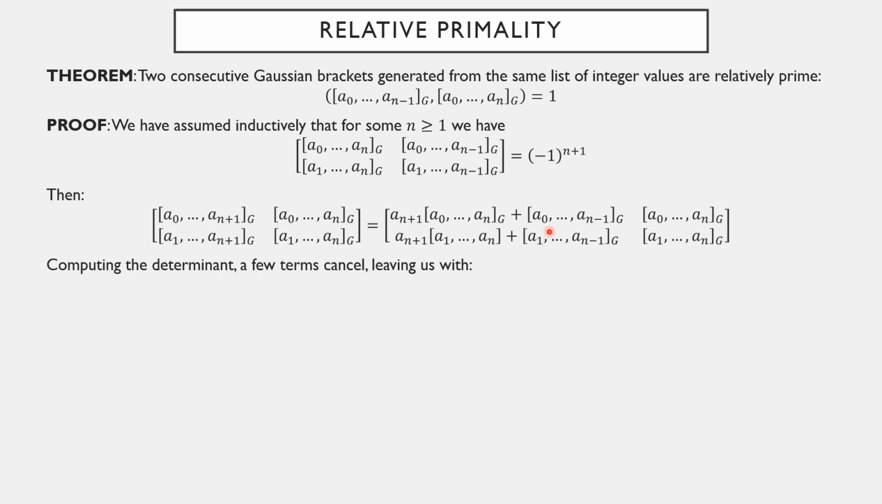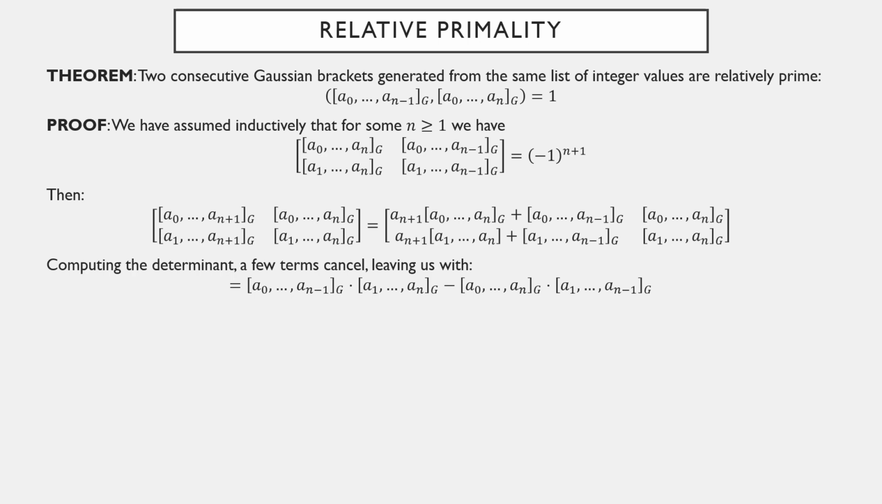Now we can just compute the determinant, the upper left entry times the lower right minus the upper right times this whole lower left. Okay, after a few terms cancel, for example, a_{n+1} times this Gaussian bracket times this one plus a_{n+1} times this Gaussian bracket times this one, a bunch of stuff does indeed cancel. After a bunch of stuff cancels, what you're left with are these terms right here.